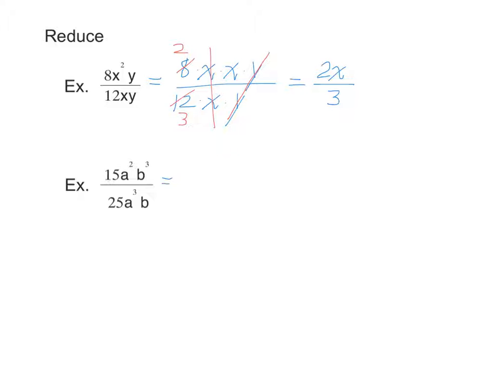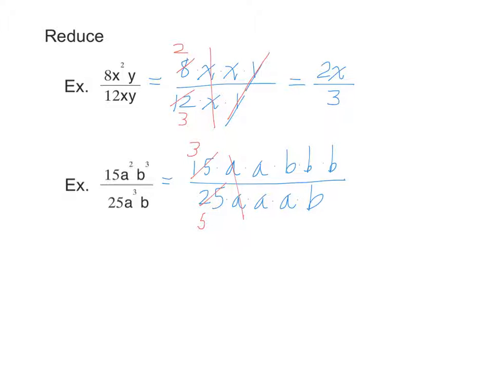In the second example, I have 2a's and 3b's. In the denominator, 3a's and 1b. The numbers are factorable by 5. An a reduces, another a reduces, and a b. I'm left with 3 and 2 b's in the numerator. That's 3b squared. In the denominator, just a 5 and an a.